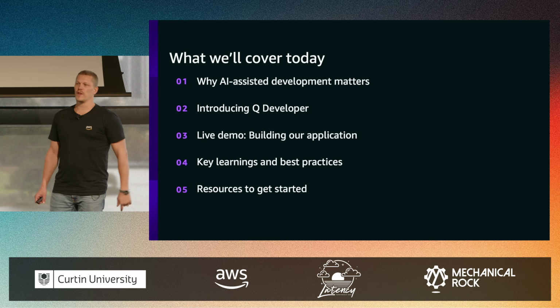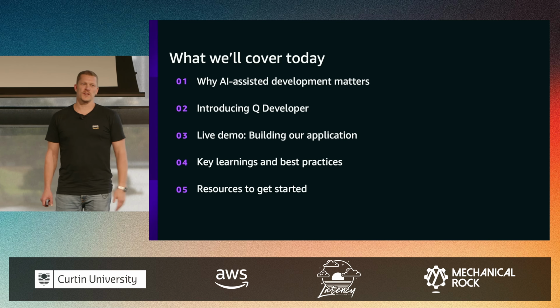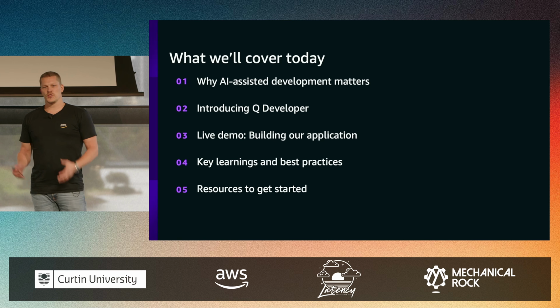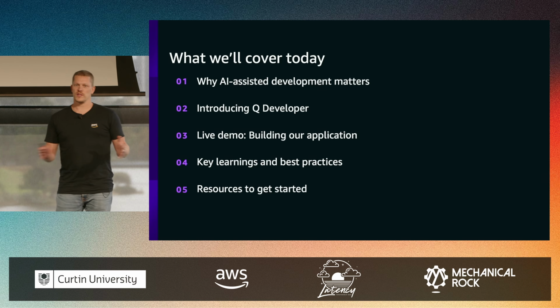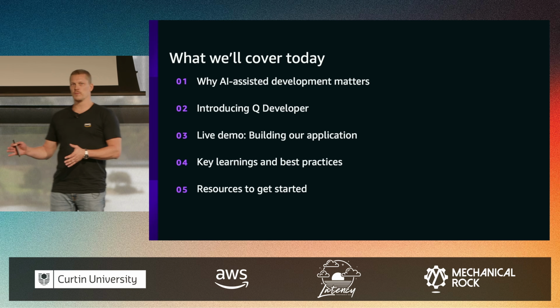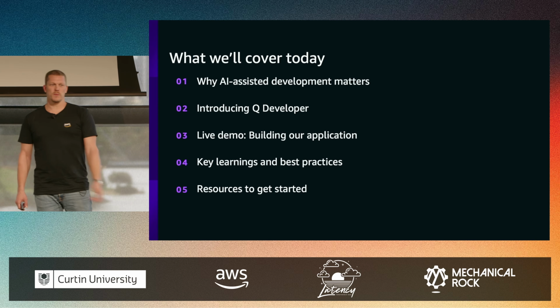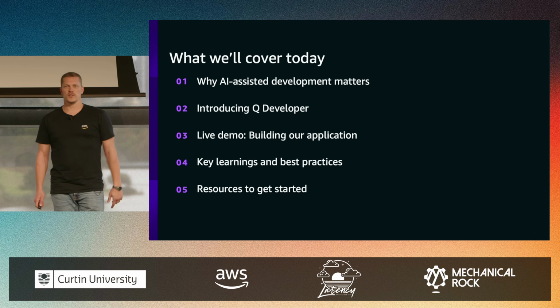I'm going to introduce Q Developer. I'm here from AWS. That's our AI assistant, so it would be remiss if I didn't share about that. I want to do a bit of a live demo. In the interest of time, like the 25-minute slot, I couldn't quite fit in what I wanted to, so there's a little pre-recorded section, but then we're going to do some live stuff. Some key learnings and best practices while I burn some GPUs somewhere to get the live demo going, and then some resources to get you started.